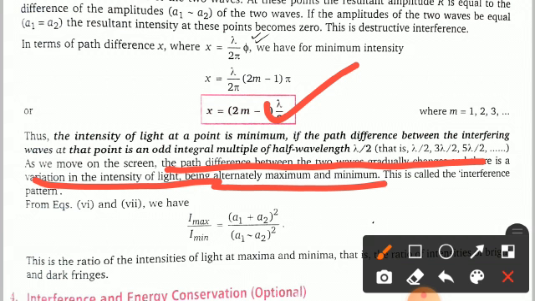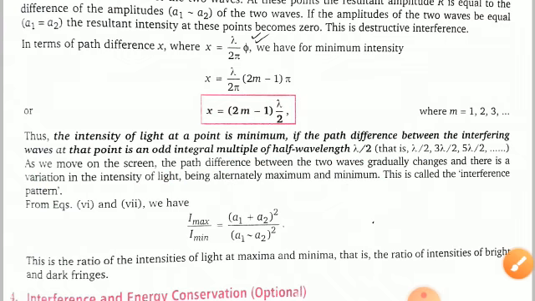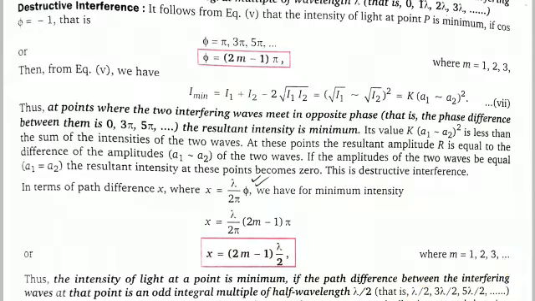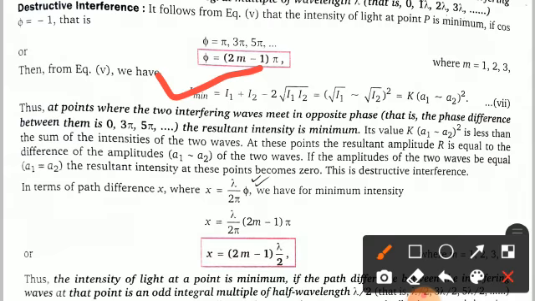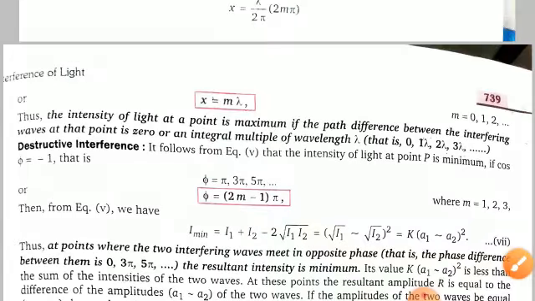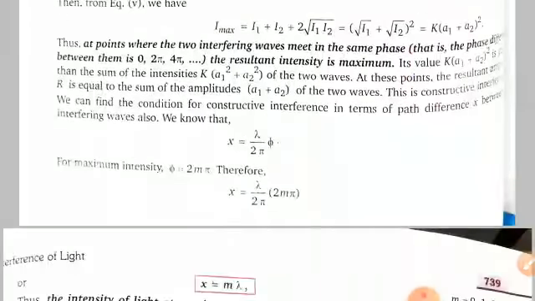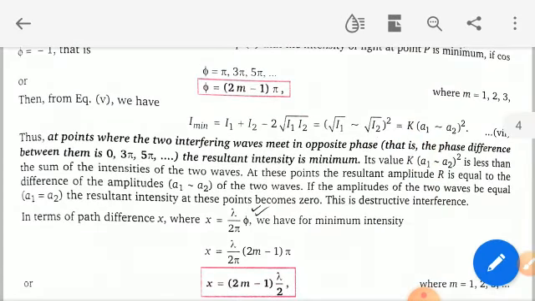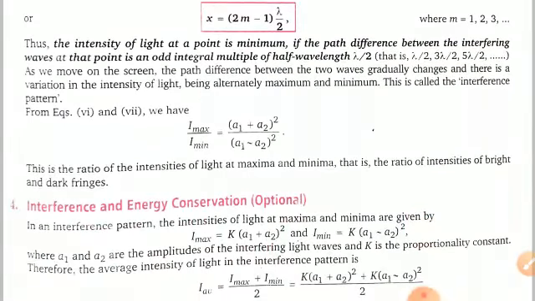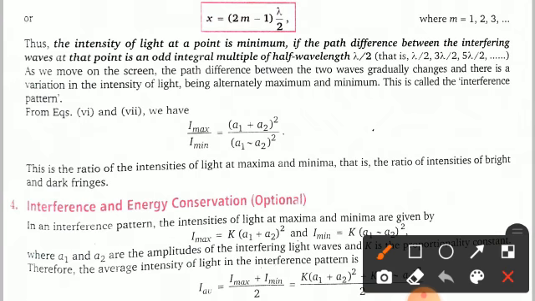So, if we combine the maximum and the minimum intensity, for minimum intensity you can see that this is equation number 7, and for maximum intensity you can see here the relation. So, finally, the relation comes out to be like this: I max upon I min equals (A1 plus A2) whole square divided by (A1 minus A2) whole square. Now, the interference energy conservation is optional, so I am skipping this.